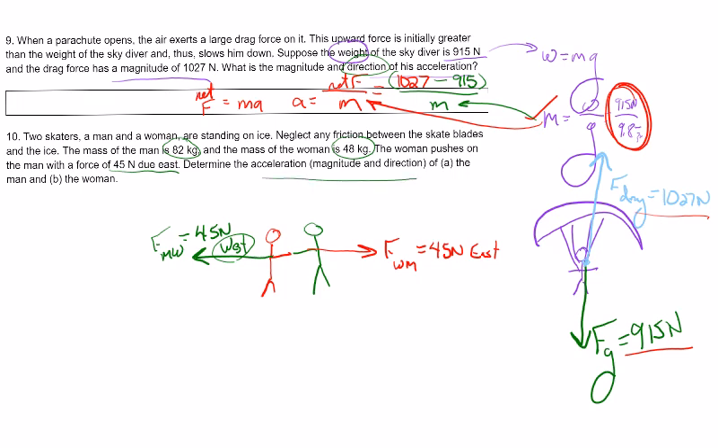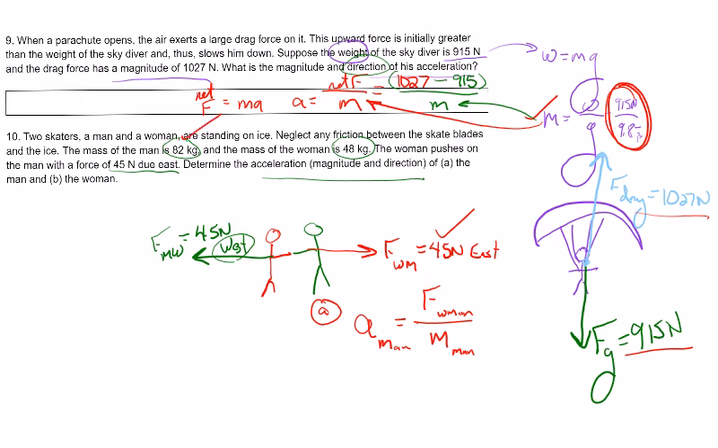So if we're trying to find the acceleration, direction, and magnitude of the man and the woman, that's how we're going to solve it. So we come up here. For part A, if we're trying to find the acceleration of the man, then we need the force on the man. So this is the force of the woman on the man divided by the mass of the man. Okay, so these are all man, man, man. We know that force, we know that mass.